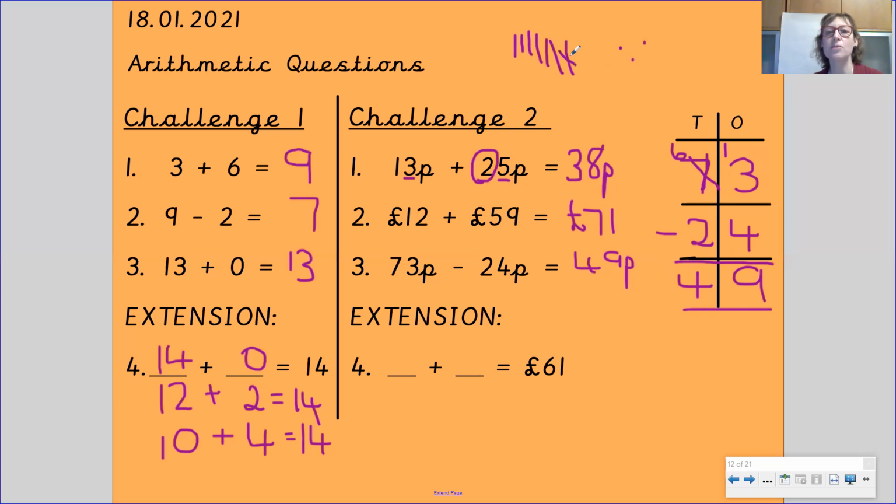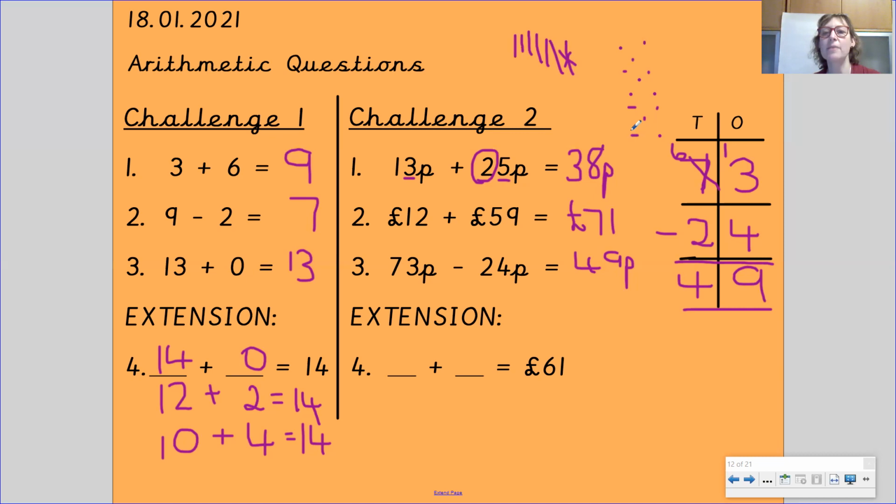So I'm going to cross out one of my tens and move it over into my ones. So 1, 2, 3, 4, 5, 6, 7, 8, 9, 10. So I have still got 73: 10, 20, 30, 40, 50, 60, 61, 62, 63, 64, 65, 66, 67, 68, 69, 70, 71, 72, 73. I haven't changed how many I've got. I've just moved one 10 stick to be 10 ones.